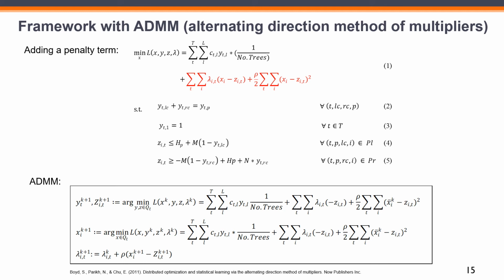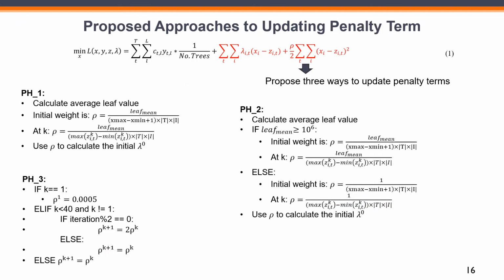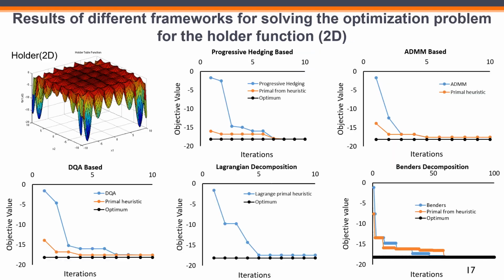Next, I will show the three different strategies we propose to update the penalty factors. We propose three different penalty factor updating schemes. Scheme 1 uses the average leaf node value to calculate the rho, while scheme 2 directly uses 1 in the numerator, and scheme 3 is a heuristic search strategy, where rho is set sufficiently small at the initial iteration and doubled every 2 iterations.